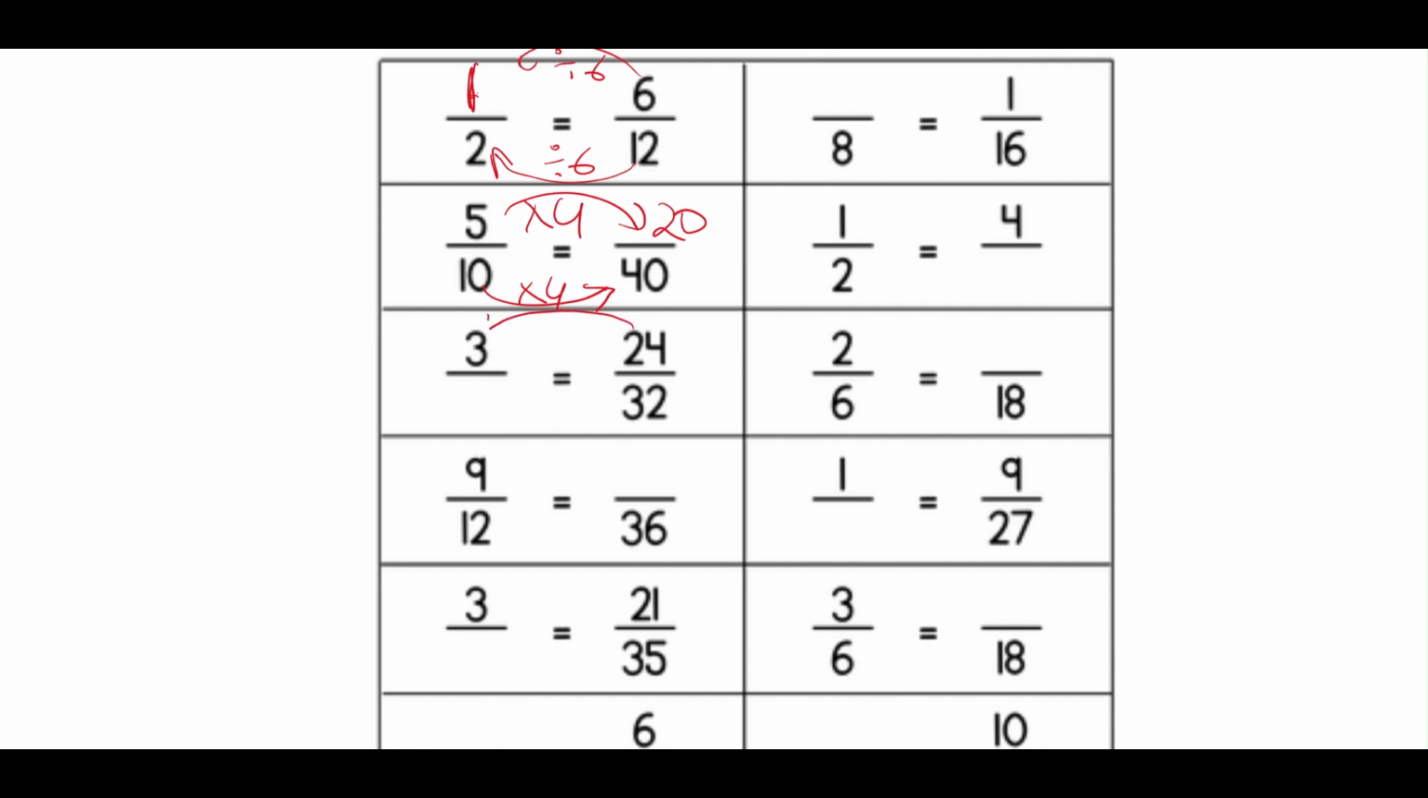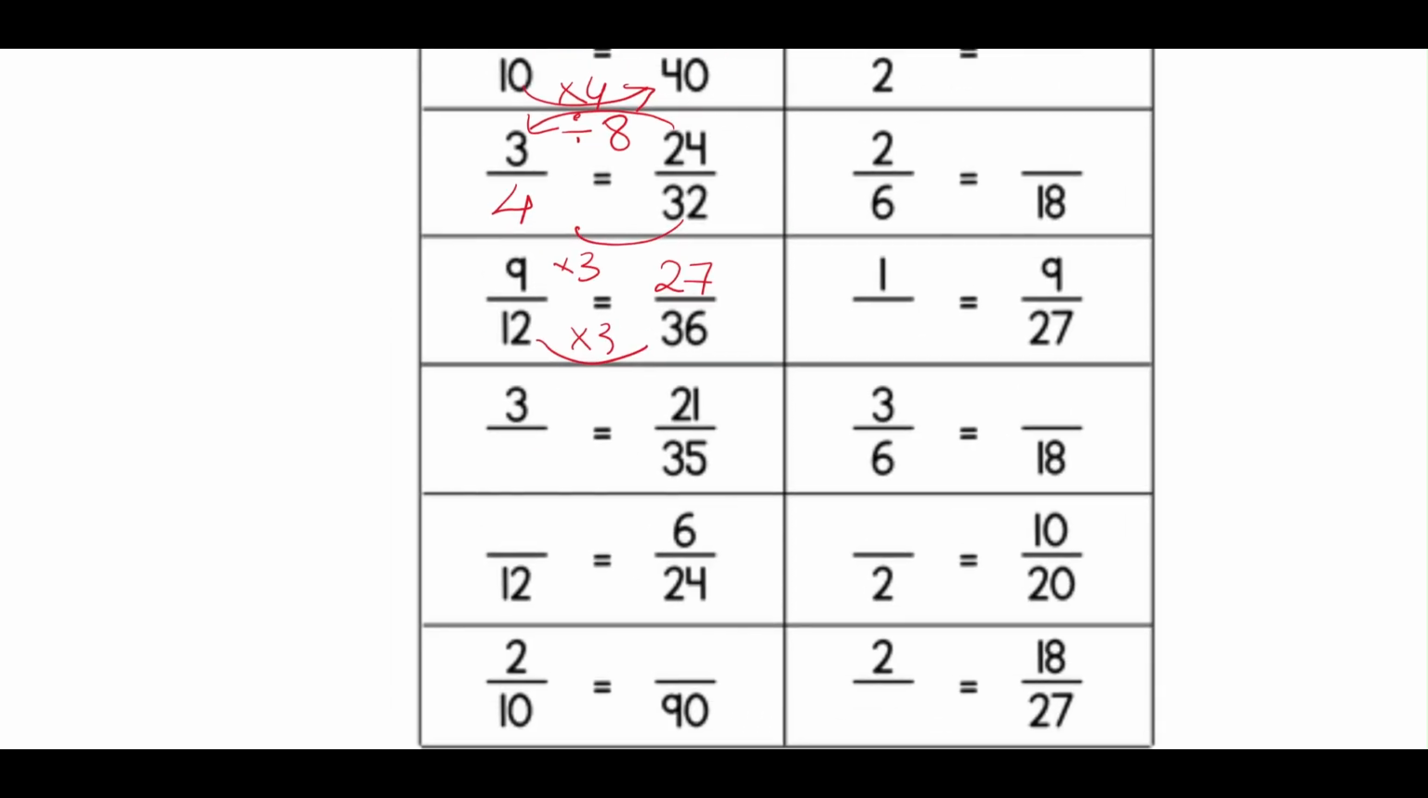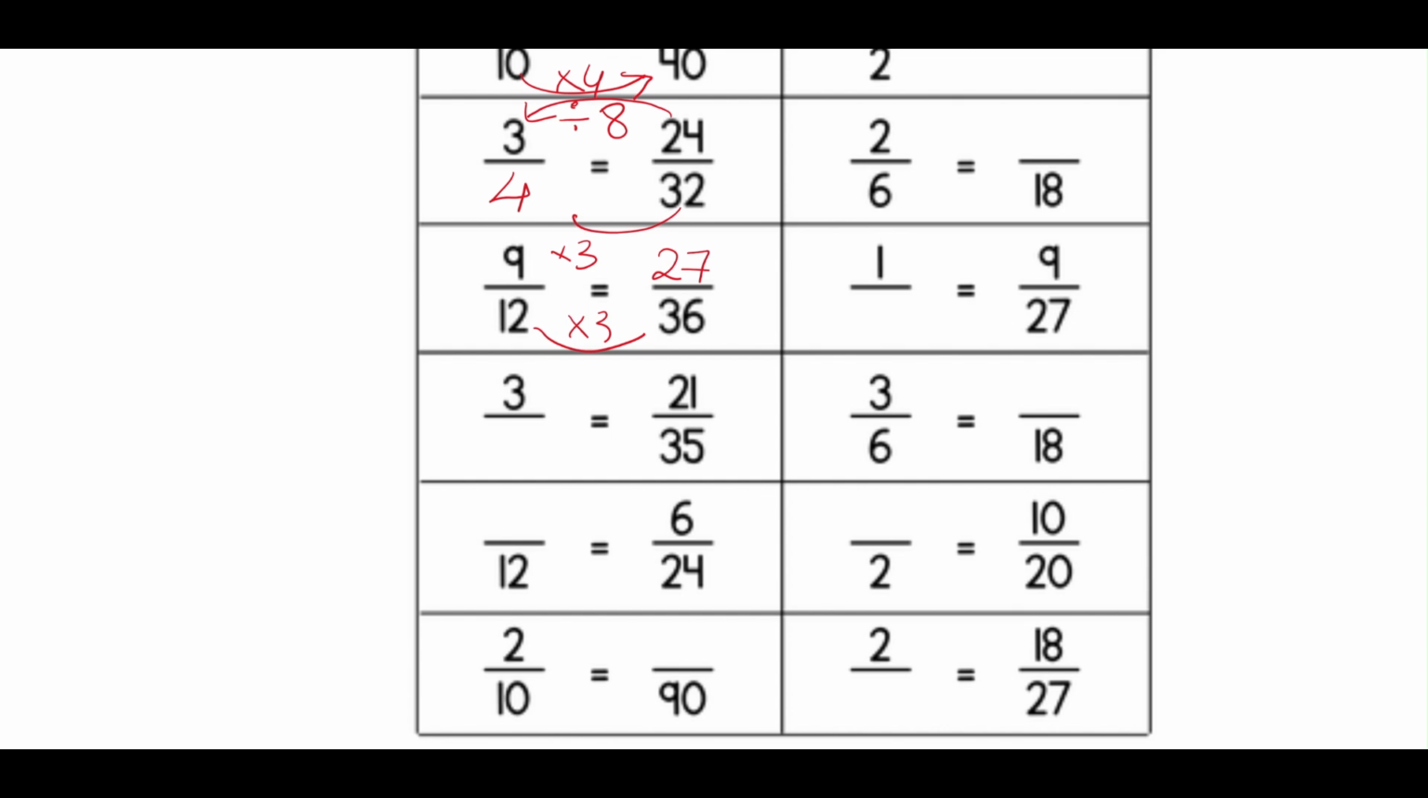So let's look at the next one, from 24 to 3. I'm dividing it by 8. So divide 32 by 8 is 4. Now 12 to 36, times it by 3. 9 3s are 27. Let's do some more. I'll do the one column. The second column is for your homework.